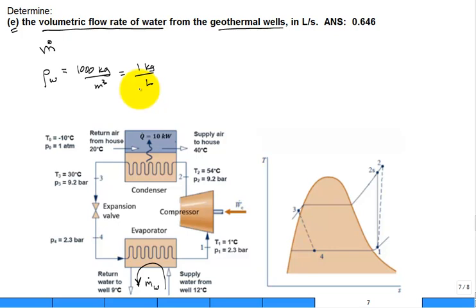Now, if you want to get more precise and say, oh no, it's not 1,000, it's 980 or 970, well then yeah, but you're going to change the answer just a little bit. So what we need to calculate is the mass flow rate of the water.